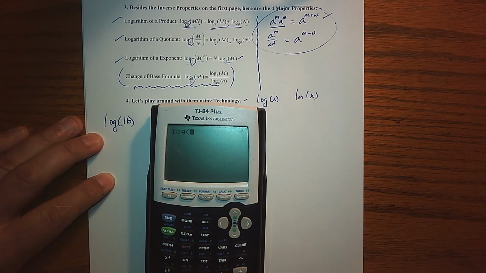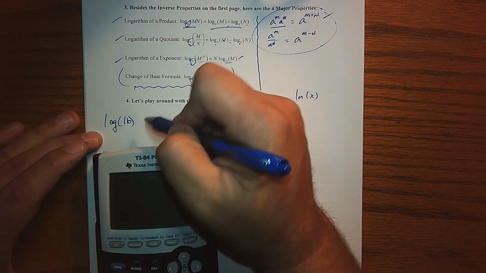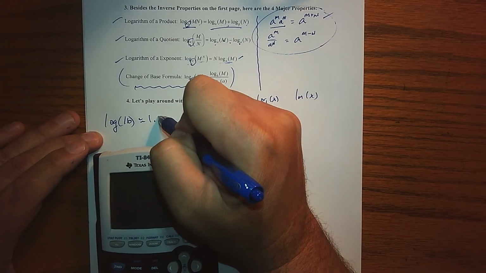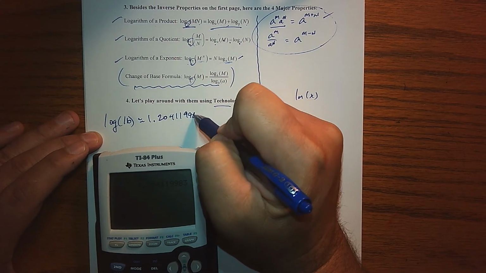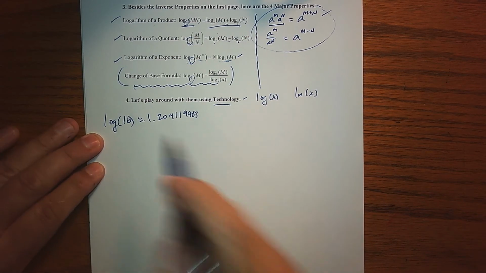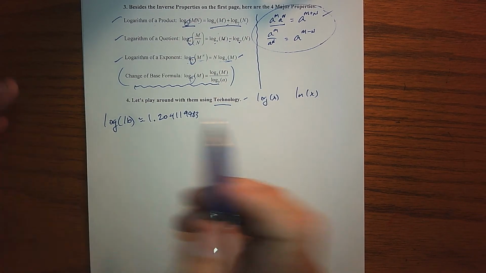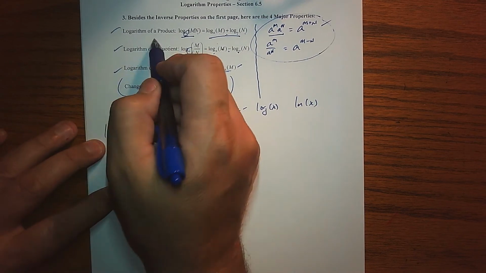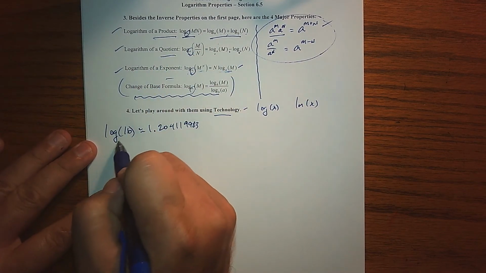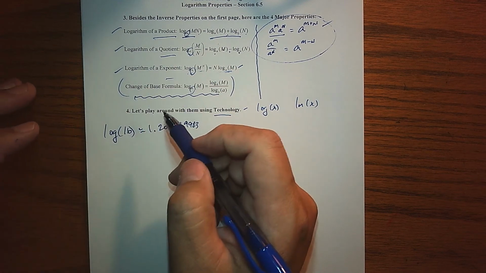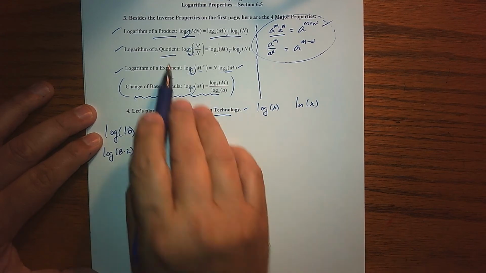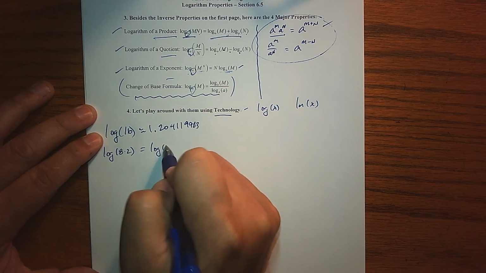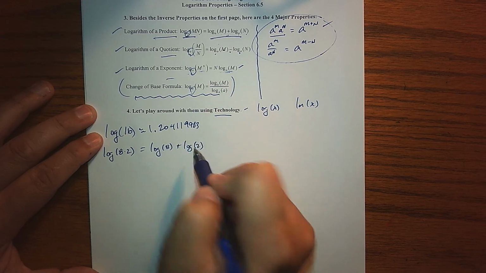So when I take the log of 16, what I get is roughly 1.2041119983. All right, so that's the power that I raised 10 to get 16. Log of 16 is that number. But using these properties, what I can do is rewrite 16 as a product. There's lots of ways to write 16. So this is the log of 8 times 2. So under the log of a product rule, this becomes the log of 8 plus the log of 2.